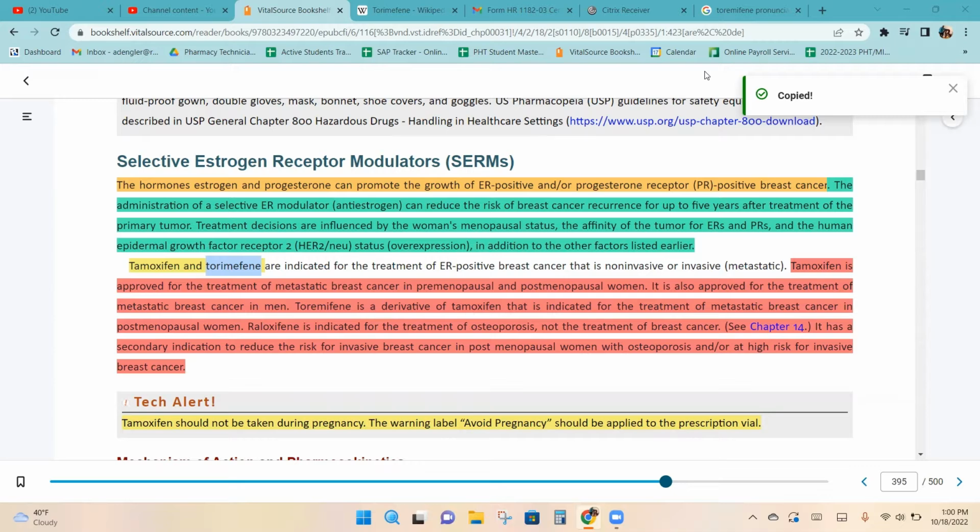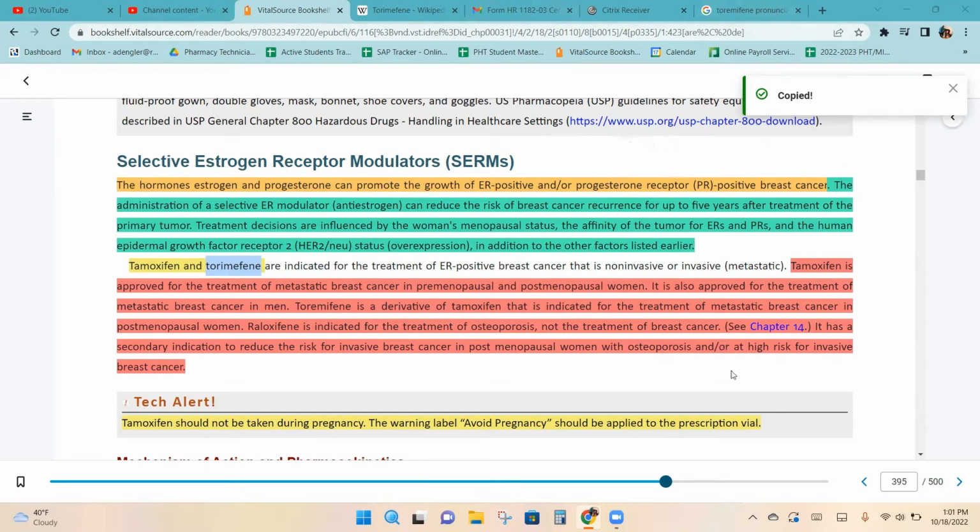Toremifene is a derivative of tamoxifen that is indicated for the treatment of metastatic breast cancer in postmenopausal women. Raloxifene is indicated for the treatment of osteoporosis, not the treatment of breast cancer. It has a secondary indication to reduce the risk for invasive breast cancer in postmenopausal women with osteoporosis and or at high risk for invasive breast cancer.